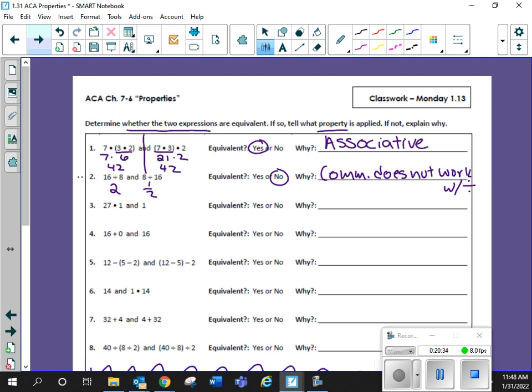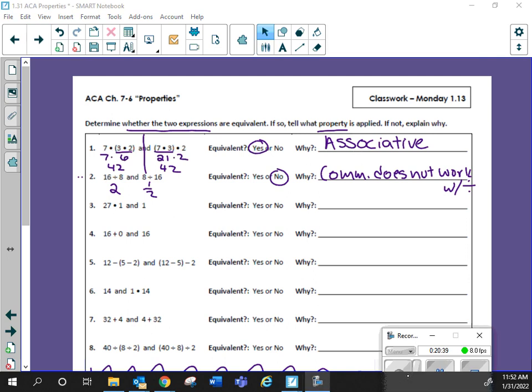Take some time, go ahead and finish the rest of the page, and check with your table of records. Pause and play when you're ready.